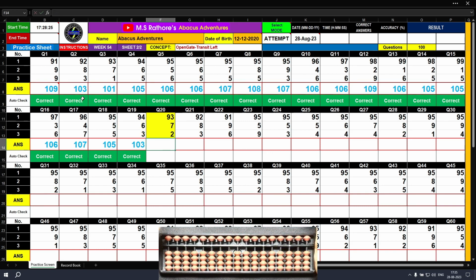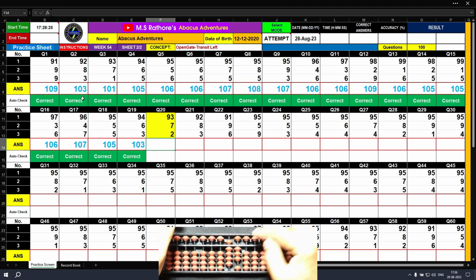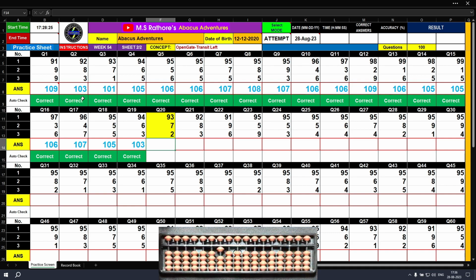Question number 20. Plus 90, plus 3, the answer is 93. Plus 7 equals minus 3, open the gate, plus 10, the answer is 100. Plus 2, directly the answer is 102.